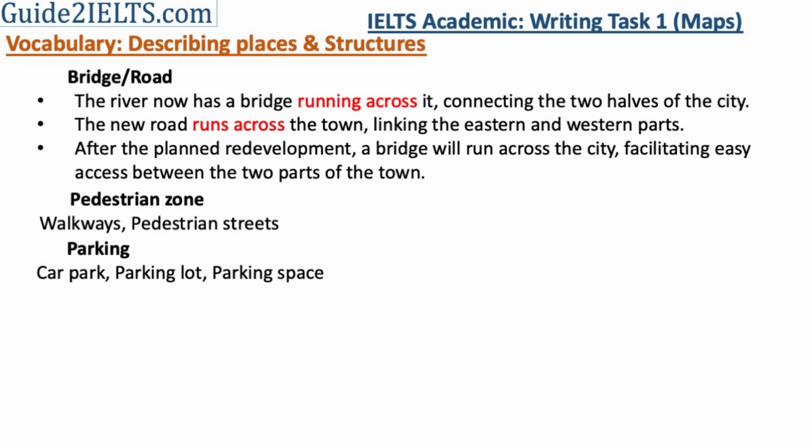If there is a bridge, we can use the phrase running across. For example, the river now has a bridge running across it, connecting the two halves of the city. This can also be used for roads if the road runs from one side of an area to another. For example, the new road runs across the town, linking the eastern and western parts.